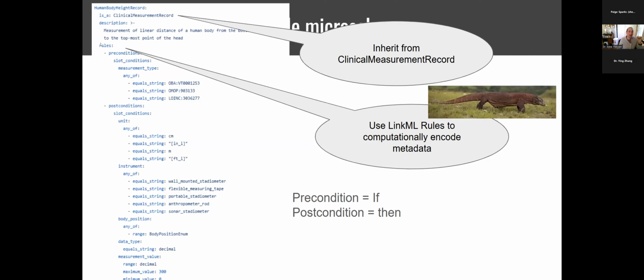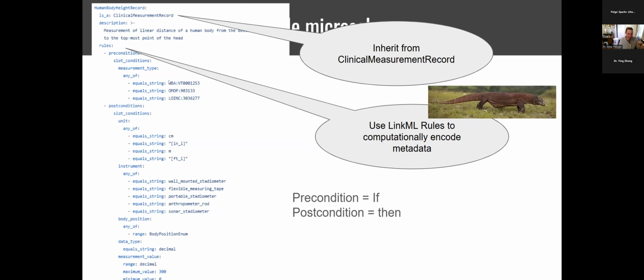And rules have two parts, the preconditions and the postconditions. The precondition is like if, and postcondition is like then. So these are if-then statements, essentially. So what I'm saying is if the measurement type is any of these identifiers, and these are identifiers that correspond to body height, and we can add more, whatever your favorite identifier is.